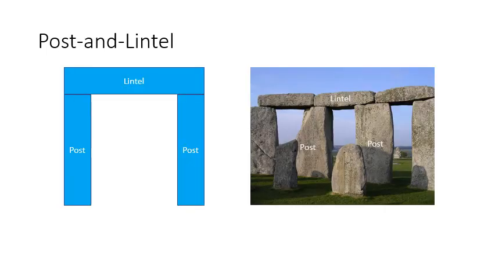So post and lintel is kind of the basic architectural form. You've got two uprights called posts and a horizontal piece going across the top, connecting them, called a lintel. It doesn't get more basic than that. And here I have an example from Stonehenge. Again, you see two posts supporting a lintel. Here's another lintel, here's another post, etc., etc. That's our basic architectural form.